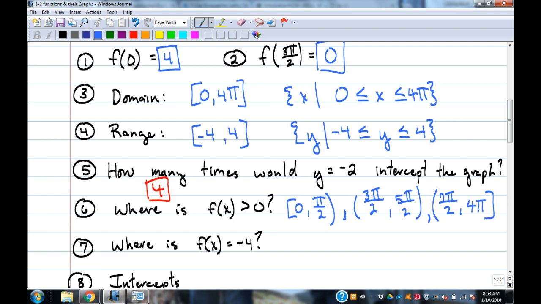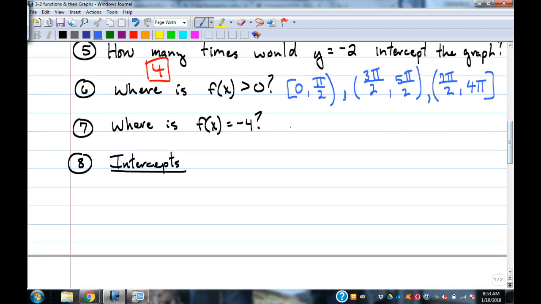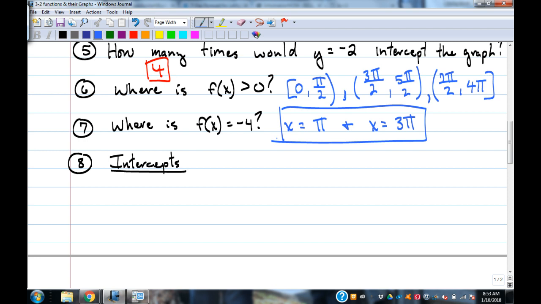Where is f of x equal to negative 4? What's f of x again? Y. So that's asking the question, where's y equal to negative 4? Okay, what are those places? Good job. At x equals pi, and x equals 3 pi. Good job. Those are the two places where y is equal to negative 4, or f of x is equal to negative 4.